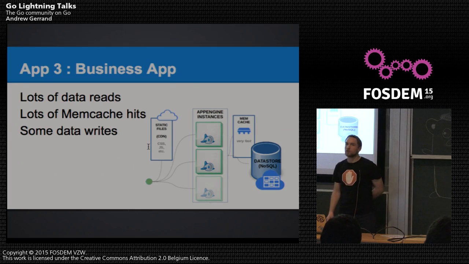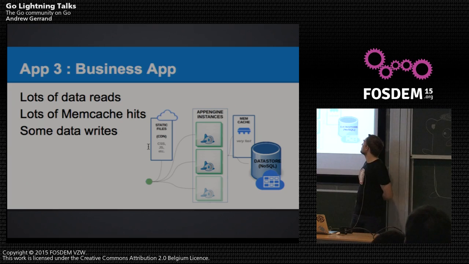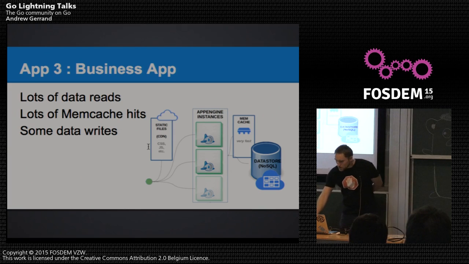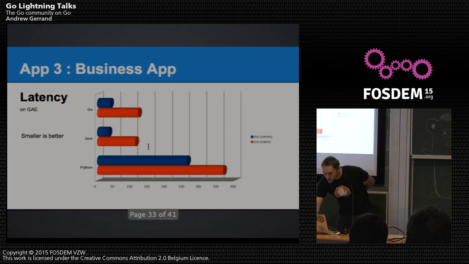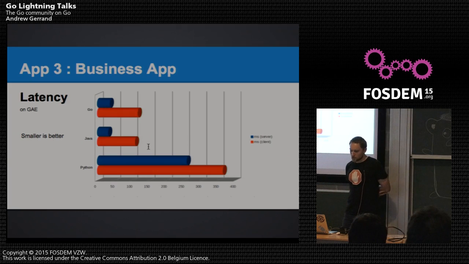Okay, in the real world, web applications are more like a business application. When you display some nice pictures, you get some data in the database, and you use Memcache to cache that. So for this kind of application, as I measured, Go and Java are quite fast. Python is slower by almost one order of magnitude. And I did not have the time to implement the same in PHP because PHP does not have the native library to access the data store. So instead, I would have had to implement some RPC calls, and I did not know how to do it, sorry.